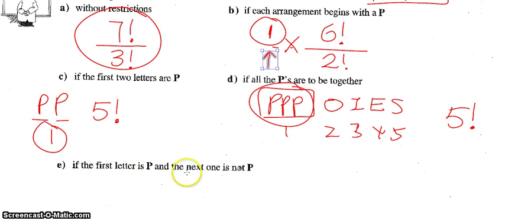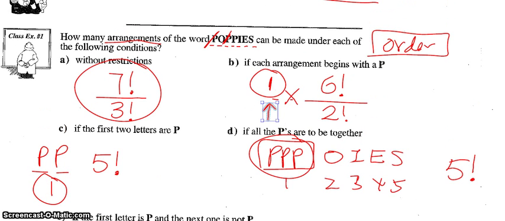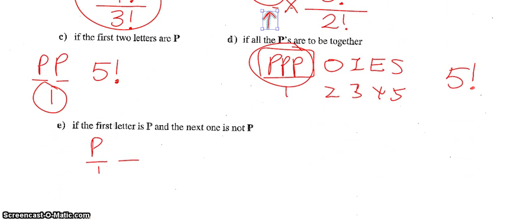If the first letter is P and the next one is not P, all right. So let's try. The first letter is P, so there's only one choice. The next letter cannot be P. You always start with the one with the restriction. If it cannot be P, there are 4 choices. It can be O, I, E, S. There's 4 choices, right? Finally, the remaining 6 letters.